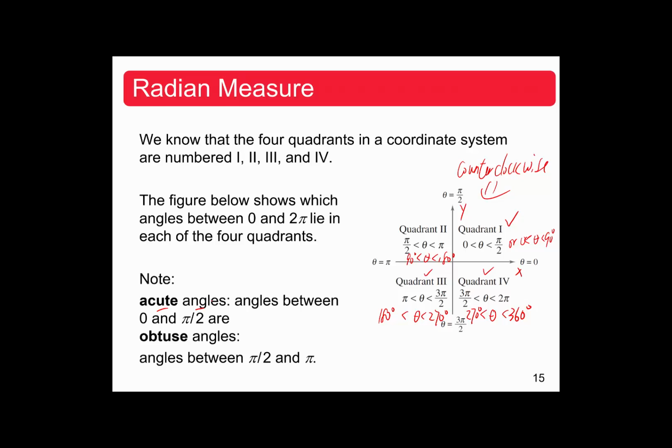Two typical angles we need to pay attention to. An acute angle is an angle between 0 and 90 degrees, or between 0 and pi over 2. Theta is greater than 0, less than 90. We call this an acute angle. And an obtuse angle is an angle between pi over 2 and pi. You can also write it as theta greater than 90 degrees, less than 180 degrees. And this is an obtuse angle.